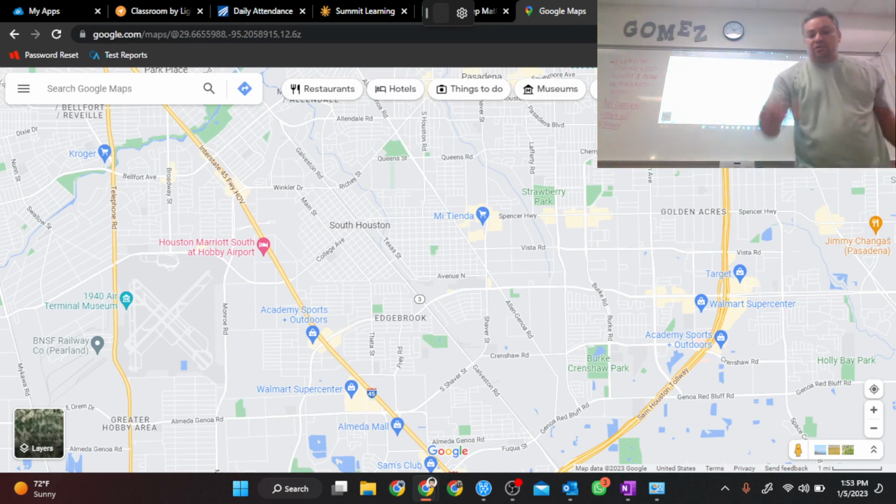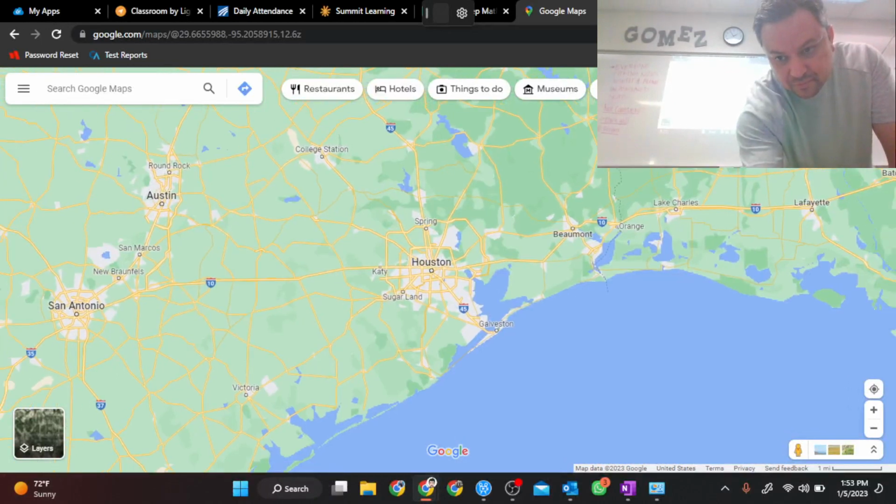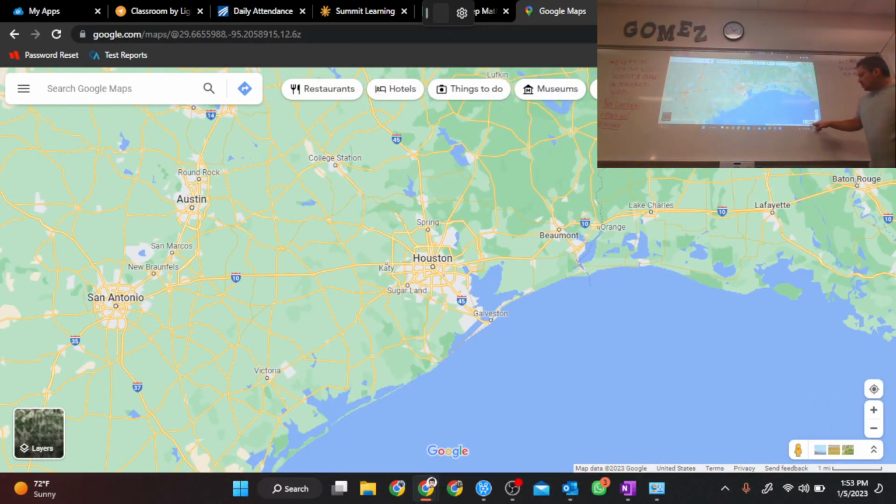So when I zoom out, let's look at what happened. I'm gonna zoom out, and just wait for it. So now it's no longer gonna be 1 mile. Why is San Antonio so far?